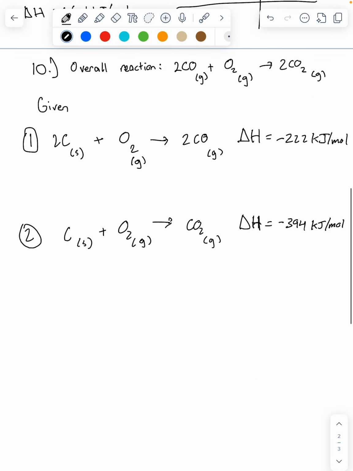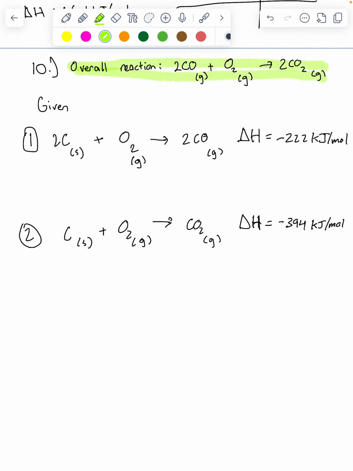Our last problem that I want to talk through is number 10. Problem 10 is a Hess's law problem. It's what we ended off with yesterday. So what you're going to see here at the top is an overall equation or overall reaction. Your overall reaction is our end goal. That is what we're trying to get to.